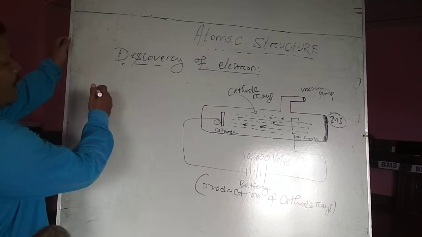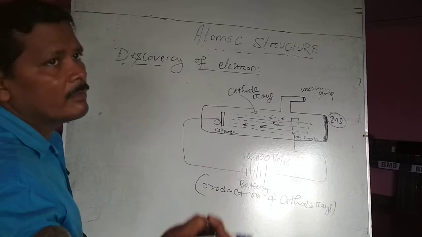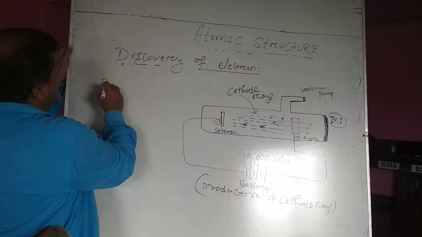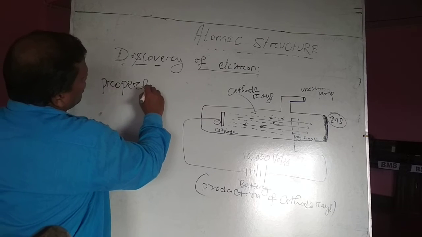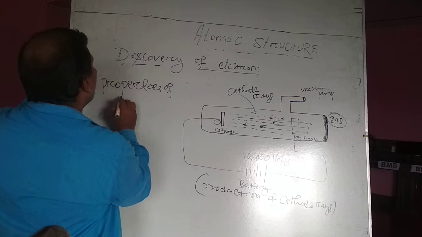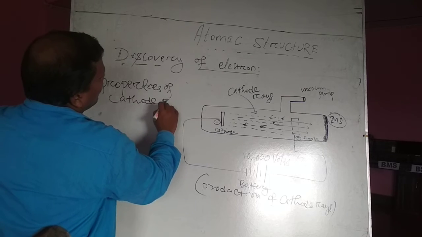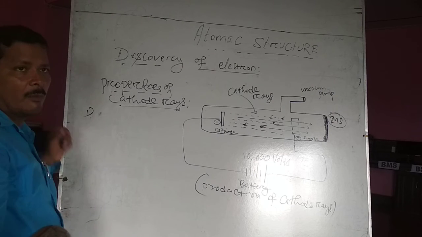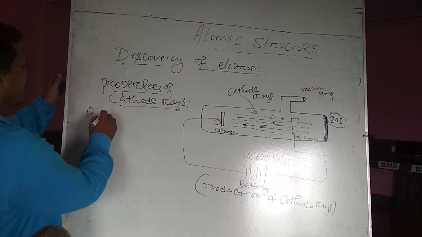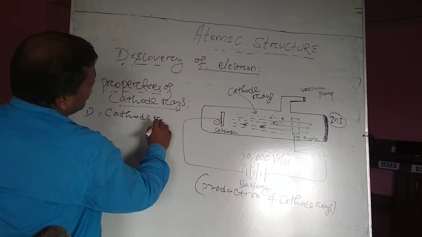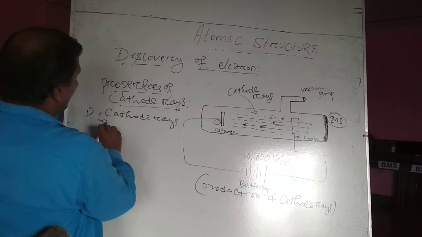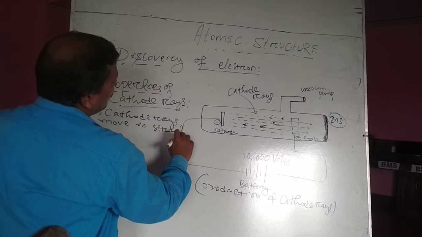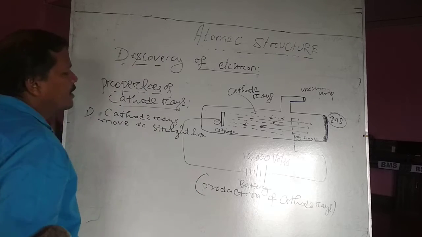Now, we will discuss very important properties of cathode rays. Properties of cathode rays. Number one property: cathode rays move in a straight line.